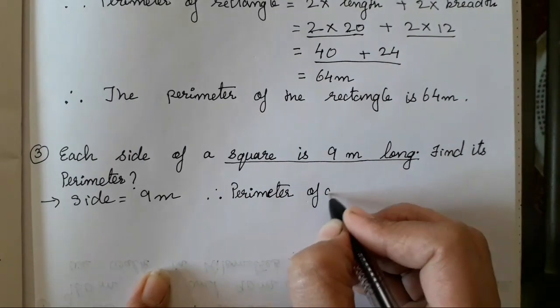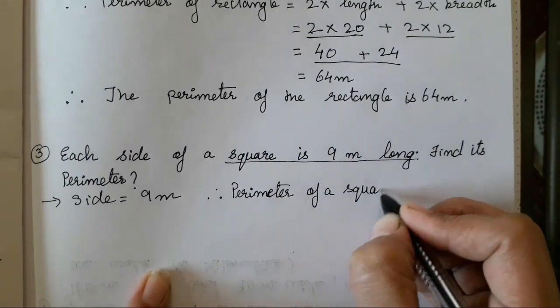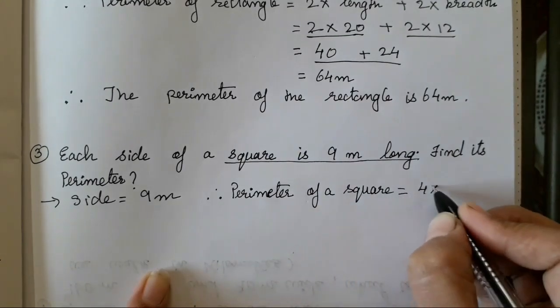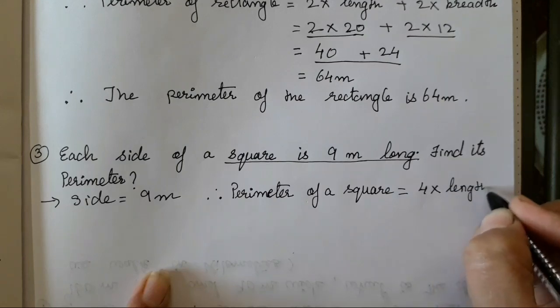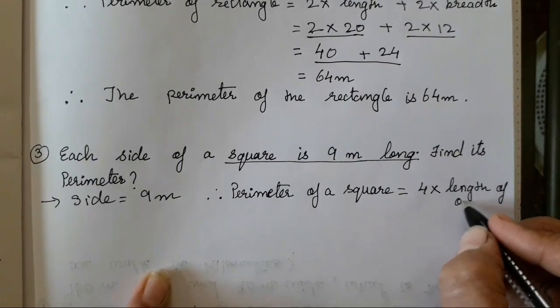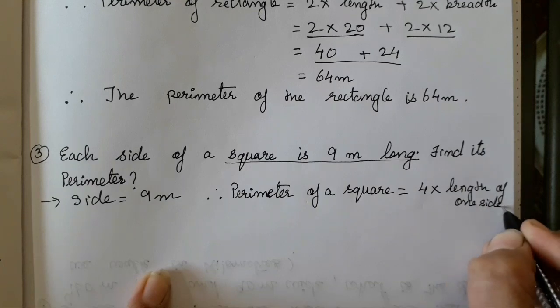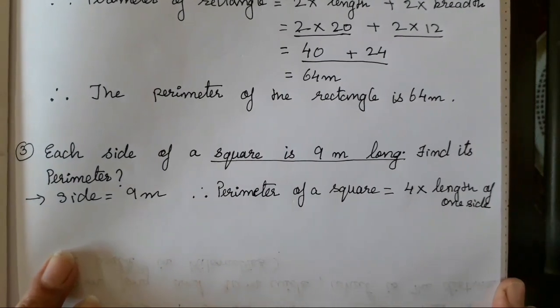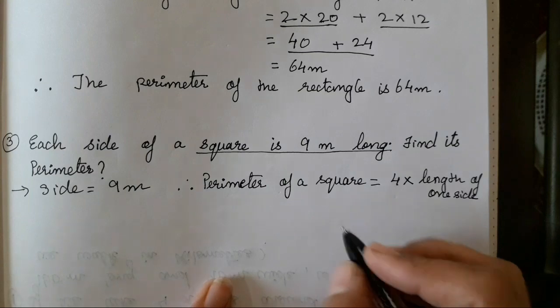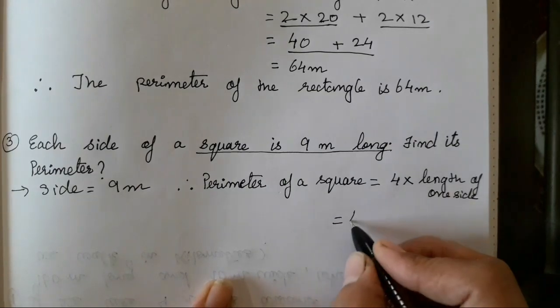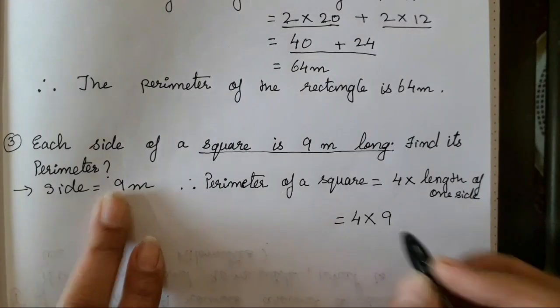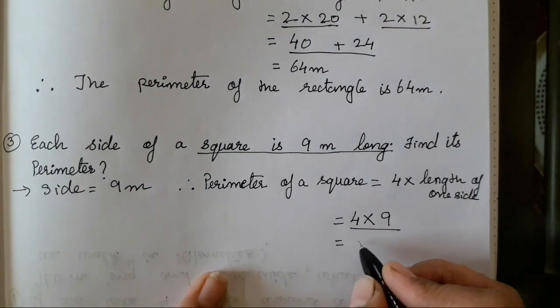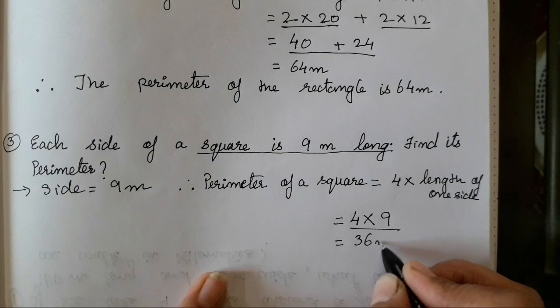Perimeter of a square is equal to 4 into length of one side. Isn't it? This is the formula for the perimeter of a square. You all can check it in the textbook also. Now 4 we have to take as it is, into side is how much? 9. So the answer is going to be 4 9s are 36 meters.